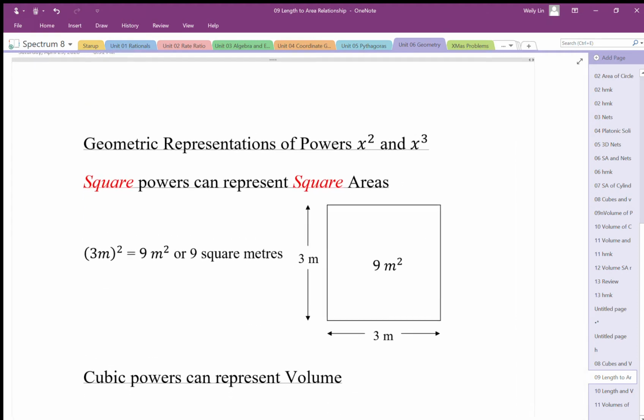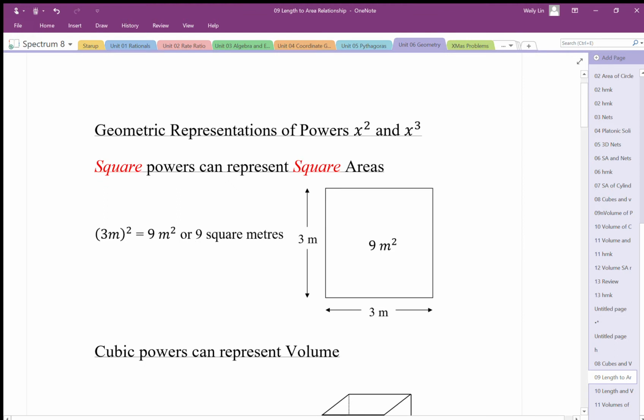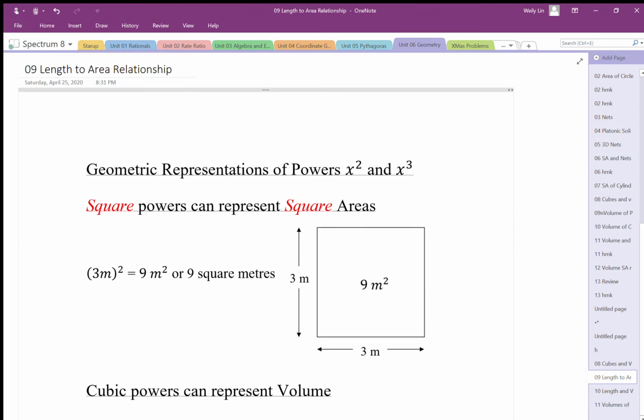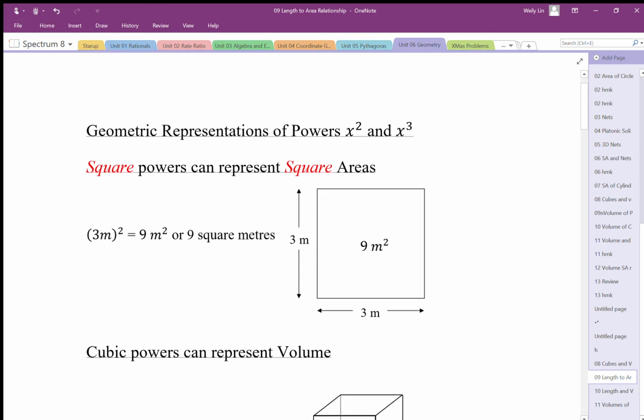Okay, so we're going to look at how we can relate lengths to areas. But first of all, just make sure we understand the geometric representations of our powers, x squared and x cubed. Square powers represent square areas. So when we talk about squaring something, we're actually making a square.